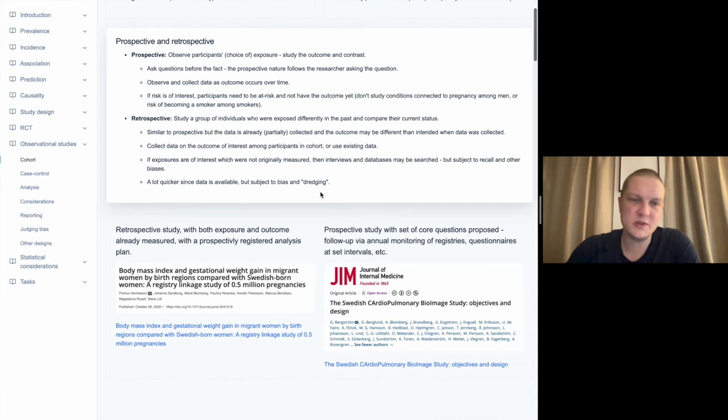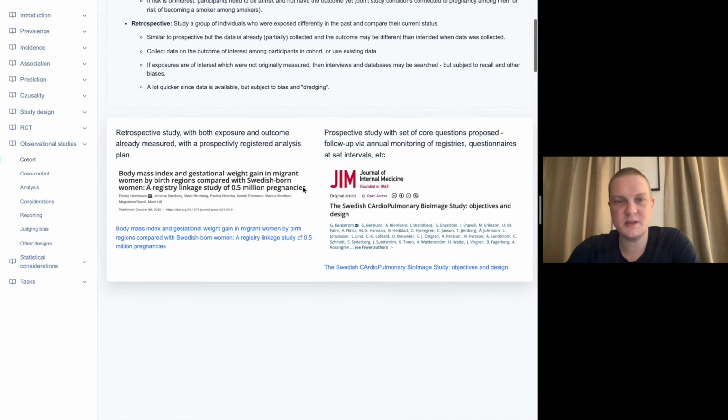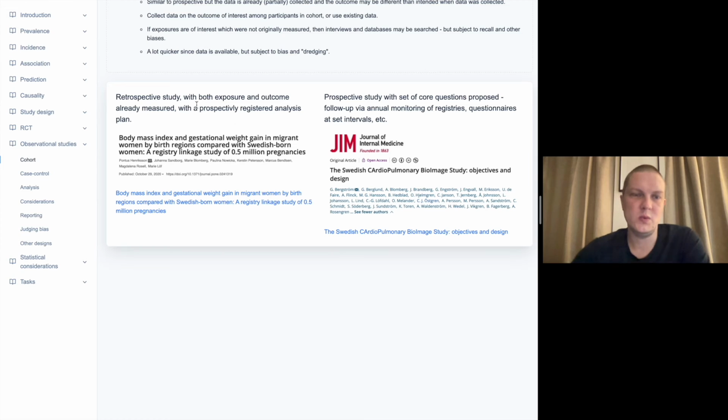Here are two examples of a retrospective study and a prospective study. In this case, it was a retrospective study with both exposure and outcome already measured. So there wasn't really a risk of going back and doing interviews again. There wasn't a risk of a recall bias in that sense. But the question asked was after the fact. So there's sort of a risk for dredging in that sense. But it had a prospectively registered analysis plan. So there was an analysis plan that had been registered before data was looked at.